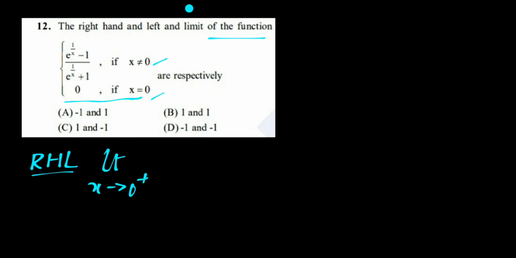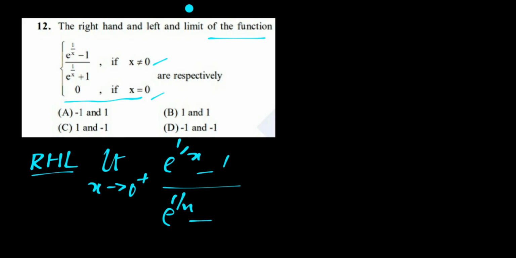Next, the right hand and left hand limit of the function. For this function we have to find the right hand limit and left hand limit. So RHL, right hand limit: limit x tends to 0 plus, where f of x is, for x more than 0, that is not equal to 0, the function e power 1 by x minus 1 divided by e power 1 by x plus 1.